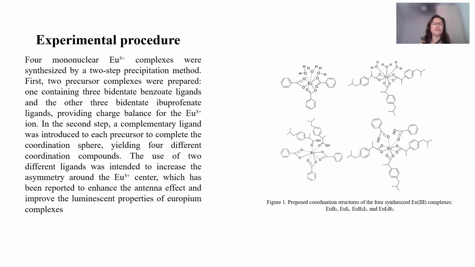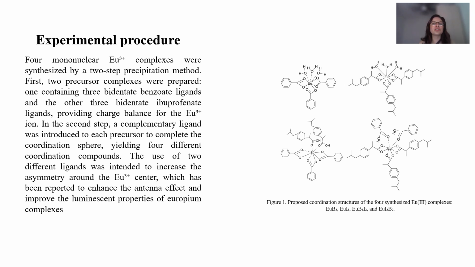Now I will briefly describe the synthesis. The 4 europium complexes were synthesized using a two-step precipitation method. In the first step, 2 precursor complexes were prepared. The first precursor was synthesized by coordinating 3 benzoate ligands to a europium ion. Each benzoate ligand coordinates through its 2 oxygen atoms and contributes 1 negative charge, and therefore 3 benzoate ligands are required to balance the 3+ charge of the europium ion, producing a neutral coordination compound.